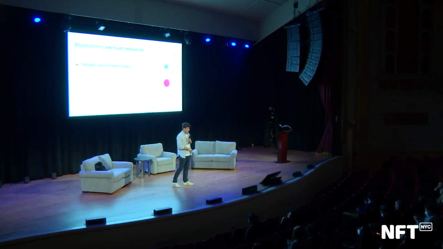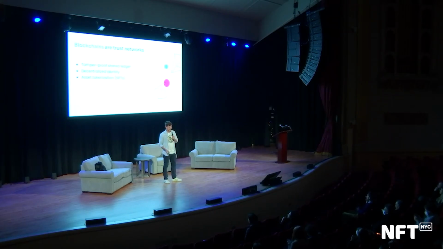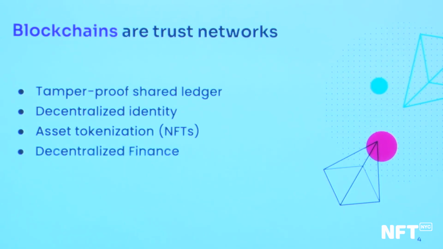It consists of two things. One is blockchains. Blockchains are perceived as trust networks, and they're awesome. They're awesome for things like a tamper-proof shared ledger. They're great for identities. They're great for tokenizing stuff and transacting it, and to do cool stuff like decentralized finance.